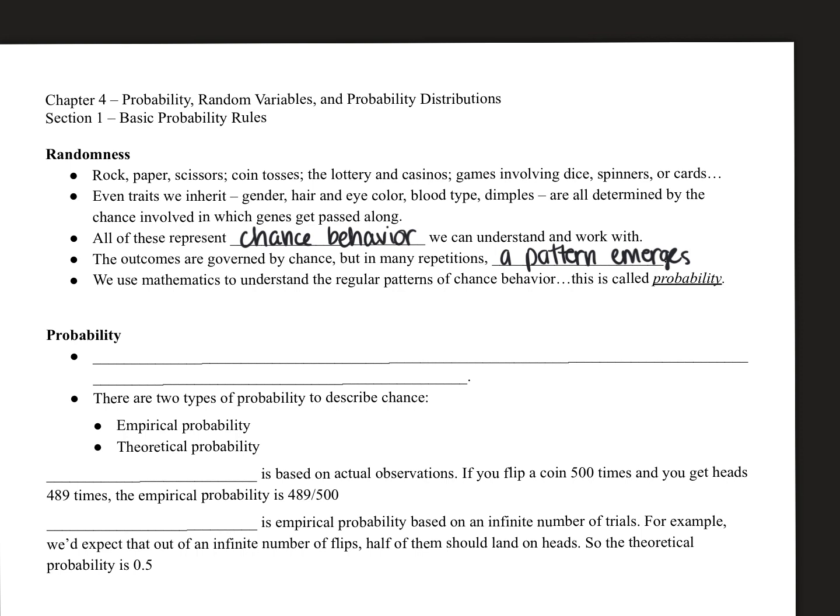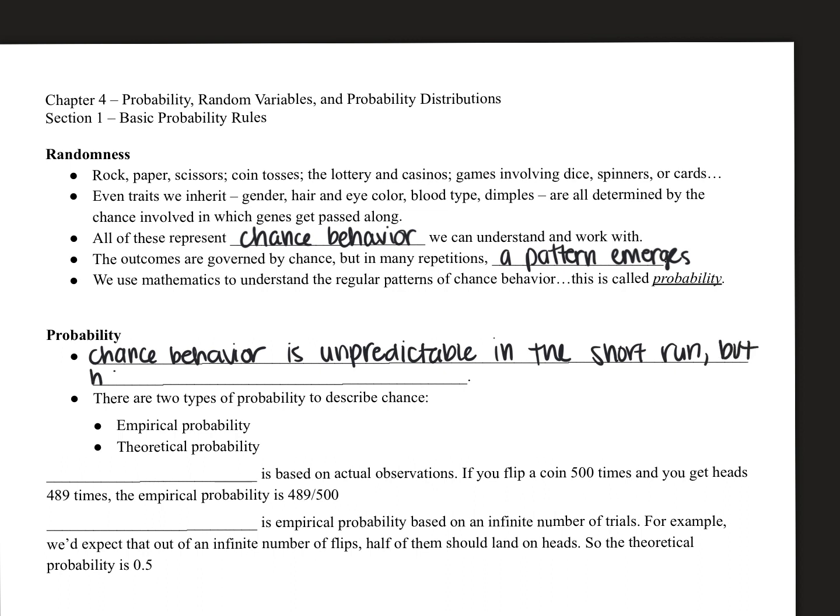So for the definition of probability, we say chance behavior is unpredictable in the short run, but has a regular and predictable pattern in the long run.